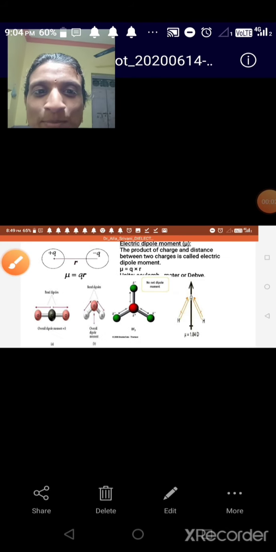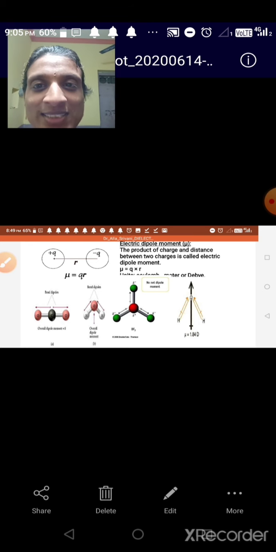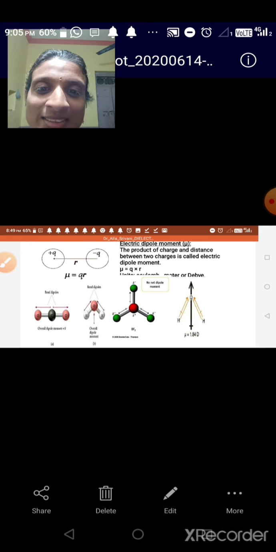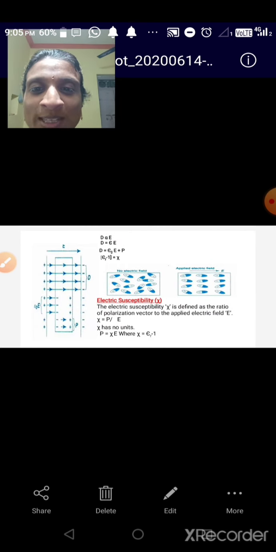Here we see the dipole, positive charge and negative charge at a certain distance r, and this is the electric dipole moment. So the product of charge and distance between the two charges is known as the electric dipole moment. This is represented in Debye meters. Here we see several dipole moment pictures. Some of them are polar molecules and some of them are non-polar molecules.